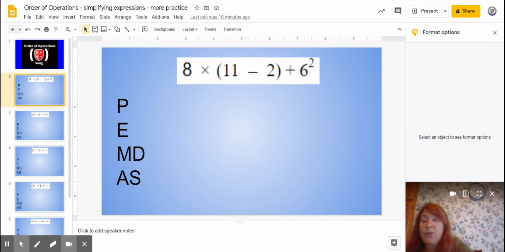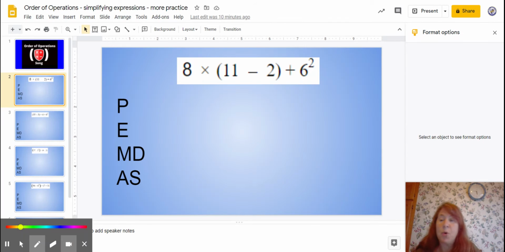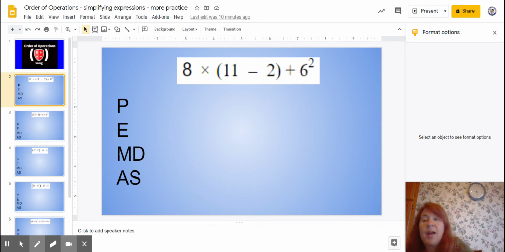Remember, P stands for parentheses. The E stands for exponents. And the M and the D, multiplication, division. And remember, multiplication and division goes left to right. That's the direction. Addition and subtraction, again, goes left to right. So let's look at this first problem here.